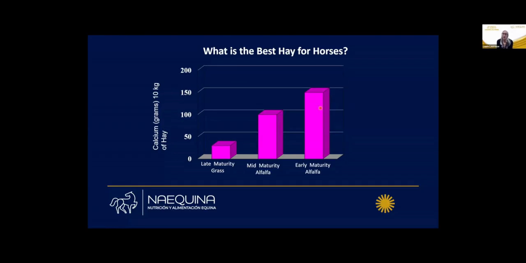I did the same thing for calcium. So here we have 50 grams of calcium in 10 kilograms of hay, which would be this white line here. We can see that the late maturity grass is much lower than that. We can see that the mid-maturity alfalfa is around 100 grams in these 10 kilos, and that the early maturity would be even higher than that. Okay, so that's the calcium component.